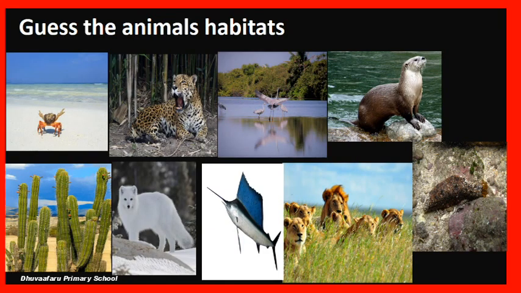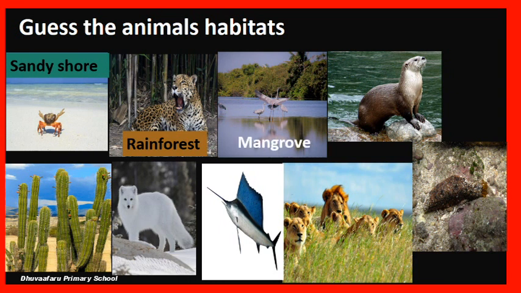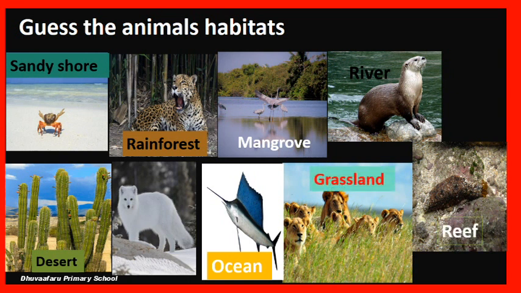Here are some animal habitats. You are going to guess the habitats. From the first picture, here you can see a crab. So the habitat is sandy shore. The second one we can see is rainforest, and the third one is mangrove. Here is a river, and this is desert, ocean, grassland, reef, and at last we can see Arctic.